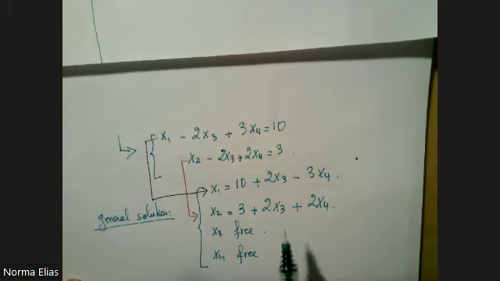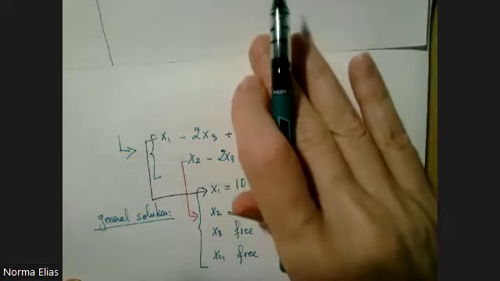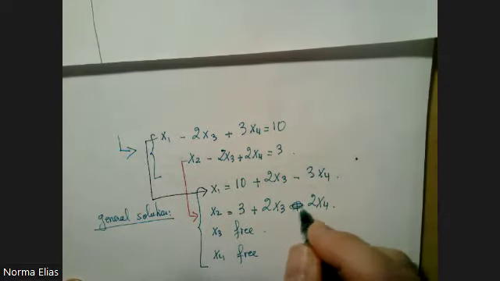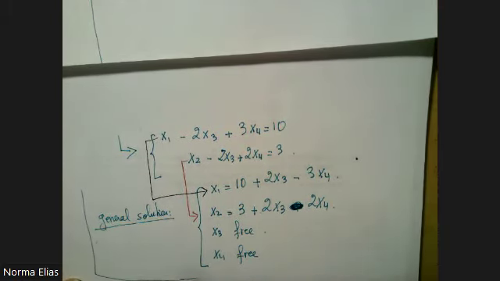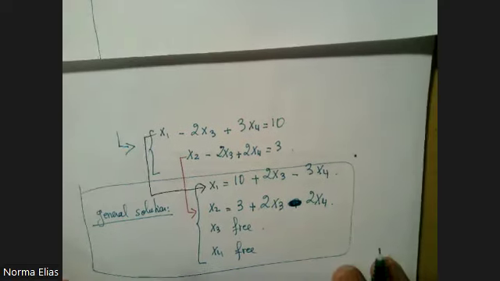And okay, Thomas is correcting me. What did I do wrong? Minus 2x4. Thanks, Thomas. That should be minus 2x4. Correct. Plus 2x3. Okay. And this would be the general solution of the system.